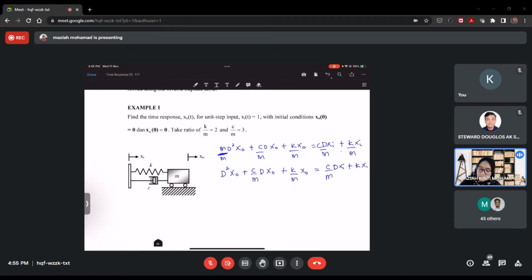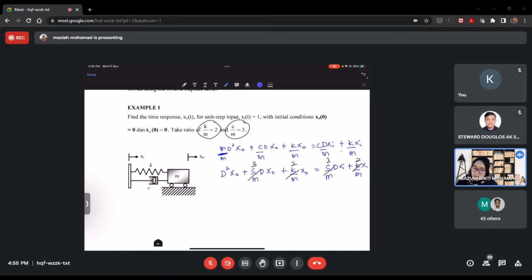Since K over M is equal to 2 and C over M is equal to 3, we're going to replace that. So this one will become 3, this one will become 2, 3, and 2. This one is K over M.